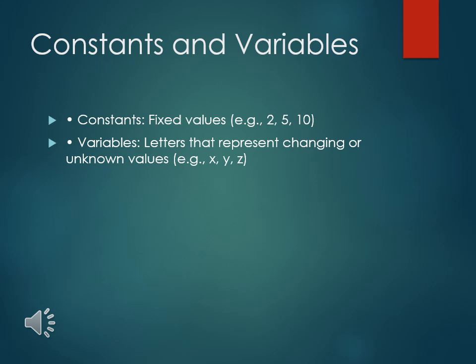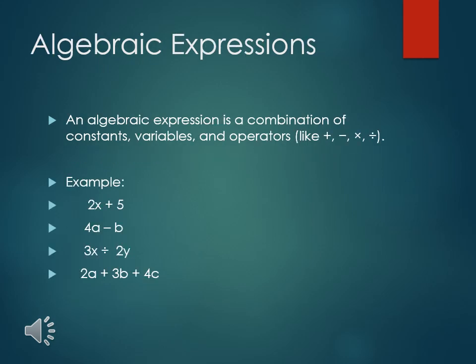x, y, z. Algebraic expressions. An algebraic expression is a combination of constants, variables, and operators, like plus, minus, times, divide. Example: 2x plus 5, 4, a minus b, 3x divided by 2y, 2, a plus 3b plus 4c.